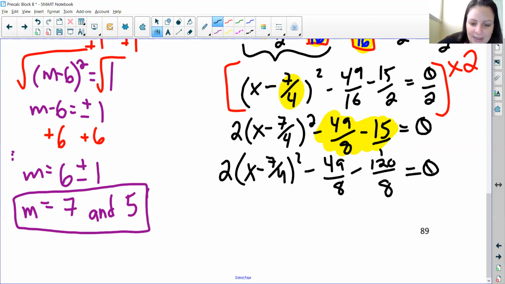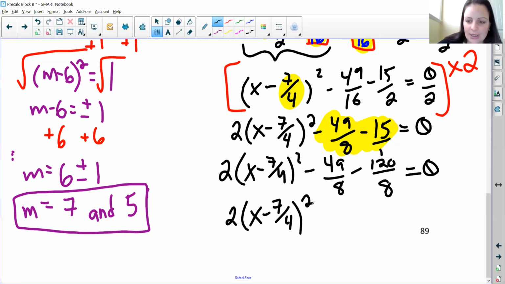So now I'm going to rewrite it out again, because there's no race, there's no prize for first place. And I'm going to combine 49 eighths with the 120 eighths. When you're subtracting and adding fractions, the denominator stays the same and you add or subtract the numerators. So negative 49 minus 120 is negative 169.